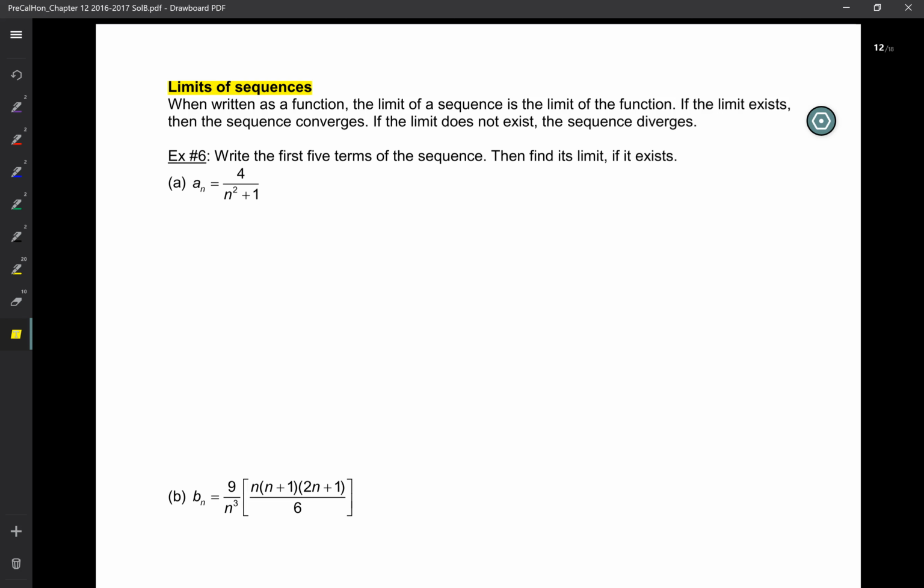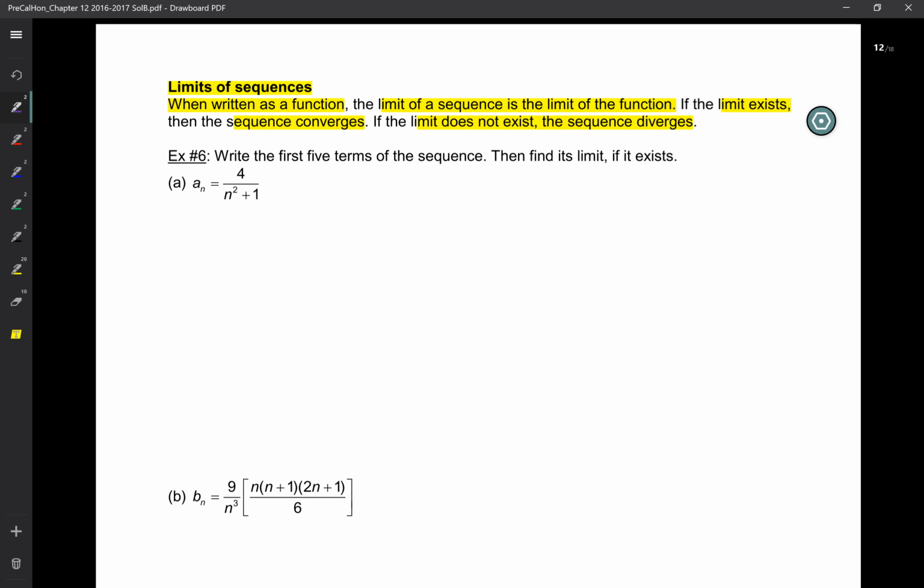So to get the context here, when you write the sequence as a function, a_n is written as a function. The limit of the sequence is the limit of the function. If the limit exists, we say the sequence converges, and if the limit does not exist, we say the sequence diverges.